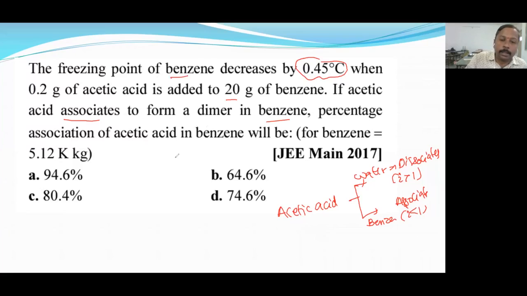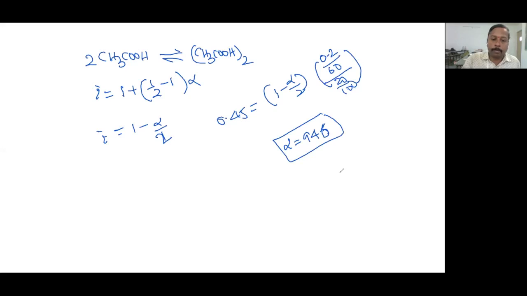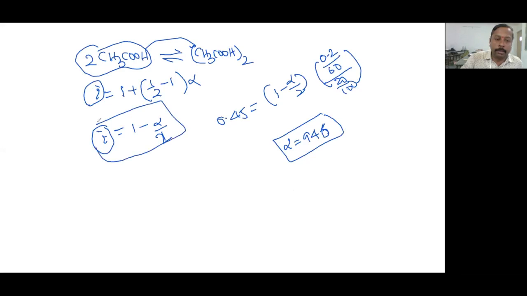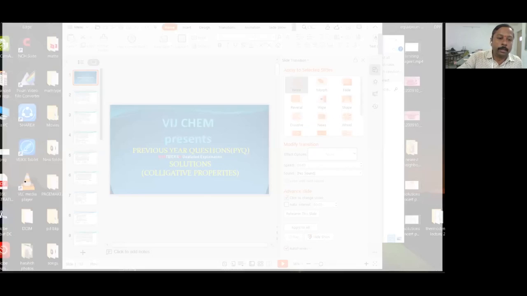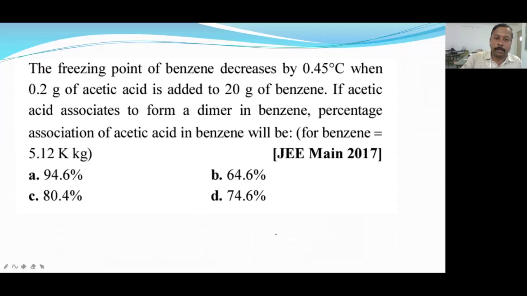Percentage association you have to find out. Dimerization, two molecules are converting into one. What is the difference between dimerization and finding the i value for dissociation? For that, we have shortcuts at the end of the one shot lecture or in the last lecture of the solution chapter. So alpha is equal to 94.6%. Let us see which option is correct. 94.6% means option A is correct.